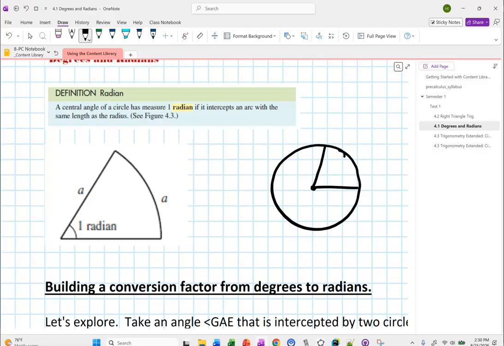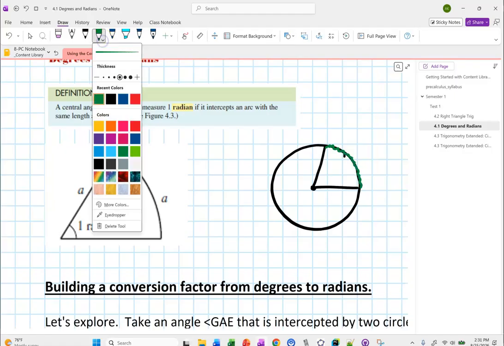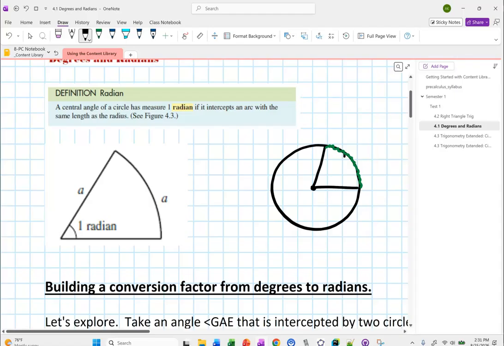A central angle has measure 1 radian if it intercepts an arc. When it talks about the intercepted arc, it's talking about this little piece of the circumference of the circle, right? That's the arc that it's talking about. Intercepted means it intersects it with the same length as the radius. So if this is our picture, I cut out this little pizza slice here and put it over here, this angle measure would have 1 radian if the radius of the circle is the same length as that piece of the circumference.